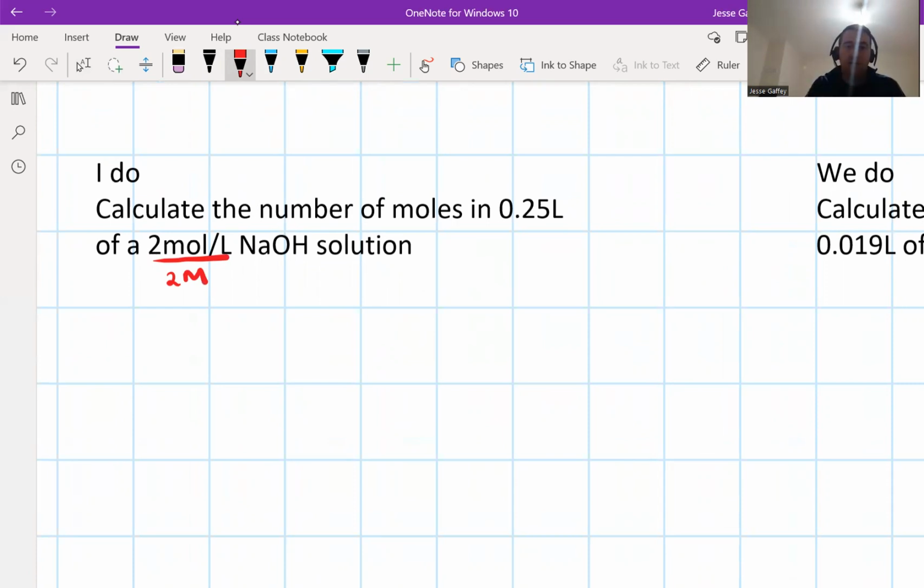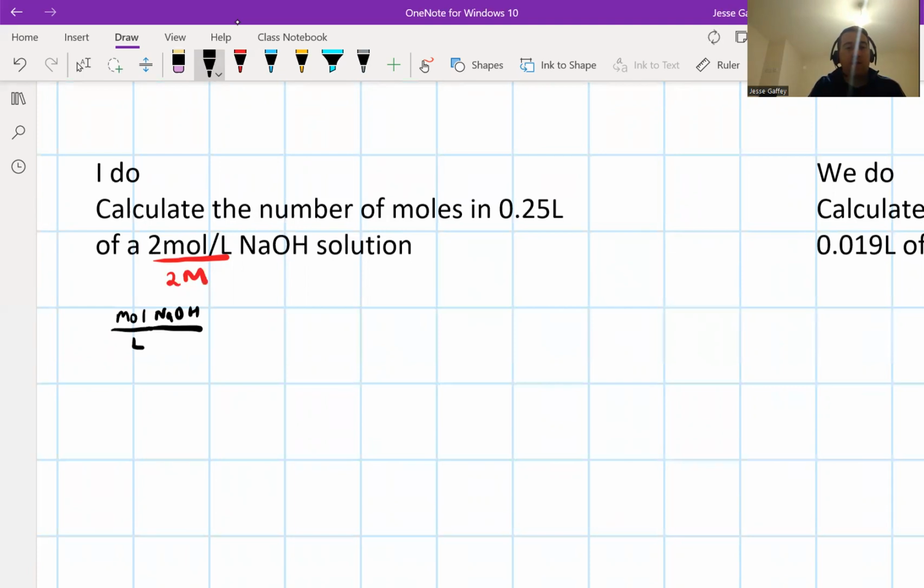And again, that's something that you need to know, that moles per liter is equal to M, or molar. All right, so what do we know? We know we have 2 moles per liter, and we want to find the number of moles in 0.25 liters. So planning out this question, what are we going from? Well, we're going from a number of moles per liter of NaOH. That's what we're starting with. That's what we already know.